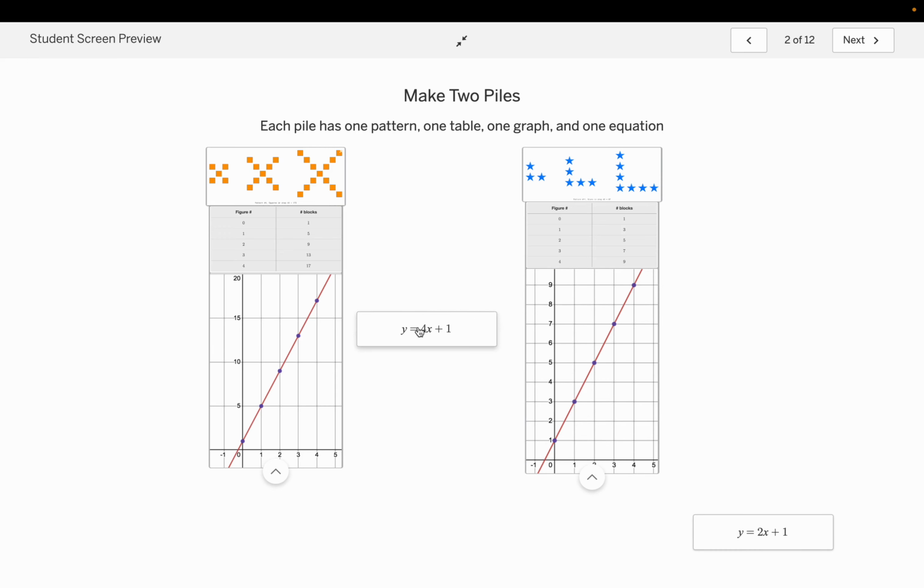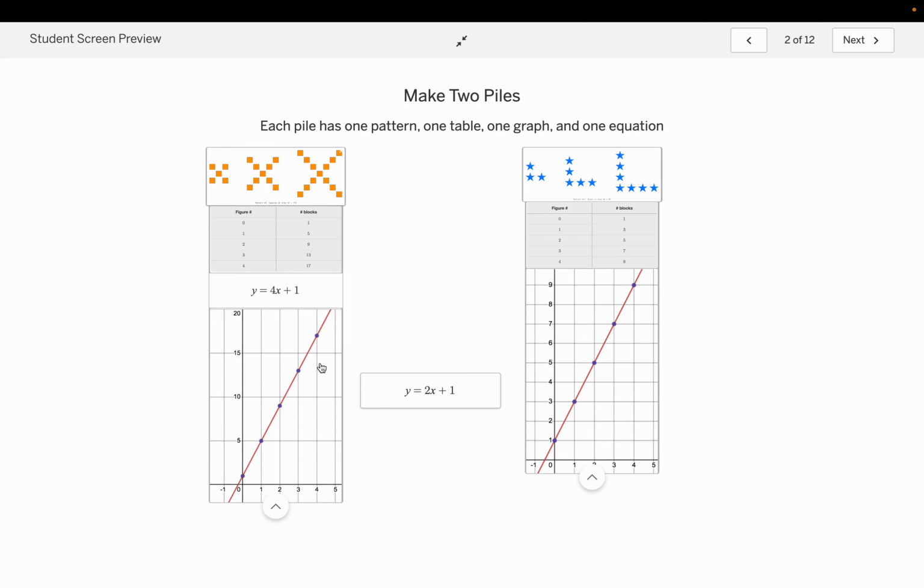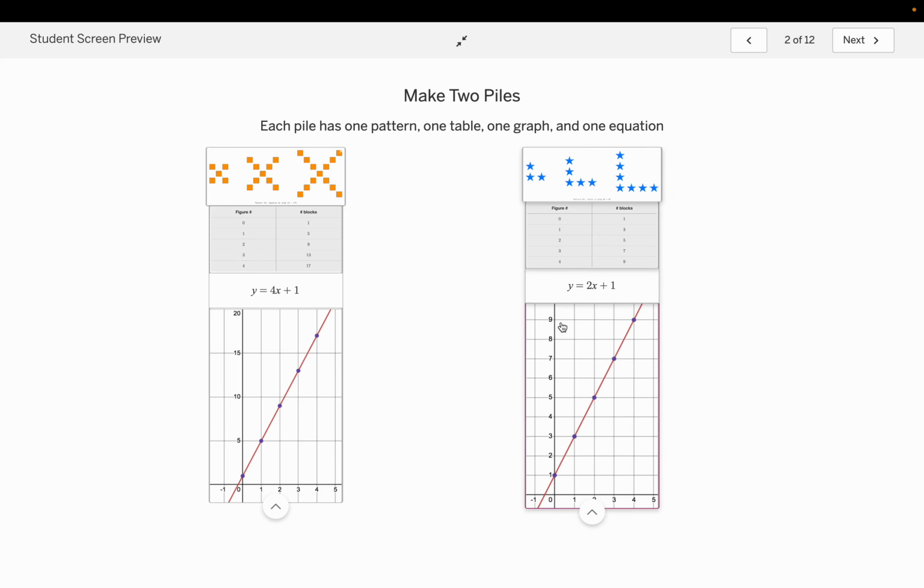When it comes to the equations, we're going to see more of this in today's activity, but this first number, this number that's multiplied by the x, is the rate of change. And since this pattern increases by 4 each time, that's a pretty good indication that this is the right equation. And this one has a value of 2, which matches the rate of change of adding 2 stars each time. So there you go. That's what screen 2 should look like based on side A.